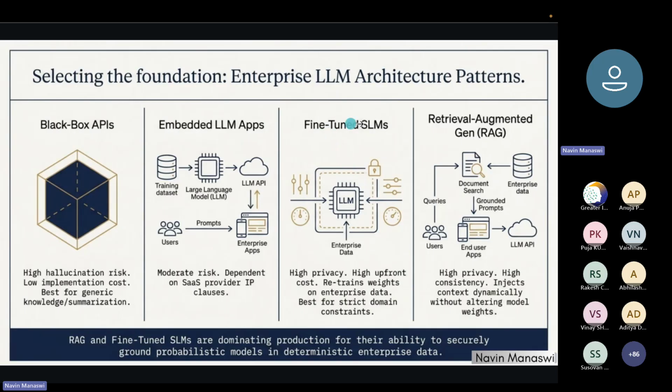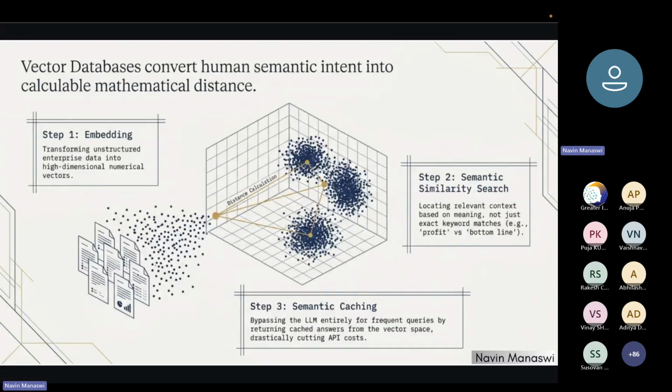Then we have fine-tuned SLMs. You fine-tune the model with your domain data and all, and then it becomes fine-tuned for your domain or for a company. It's a very costly game because you have to train the model. Privacy is better now because you have the LLM on-premise and all. So privacy is high, but the cost is very high because you have to train the model with your database.